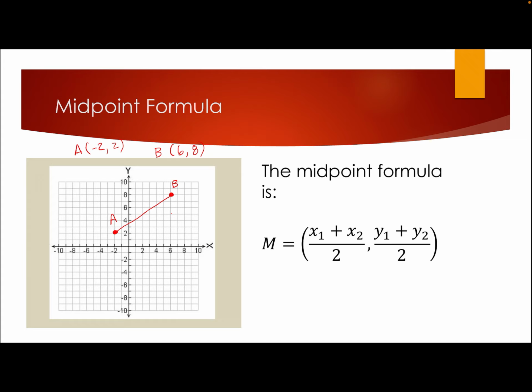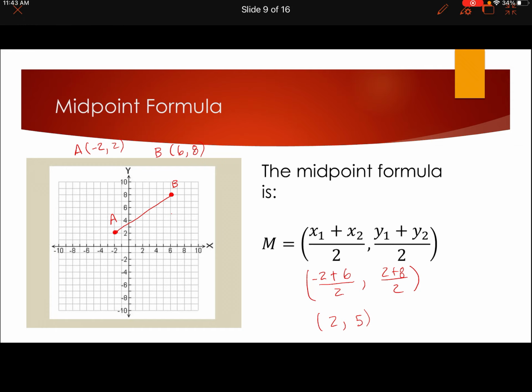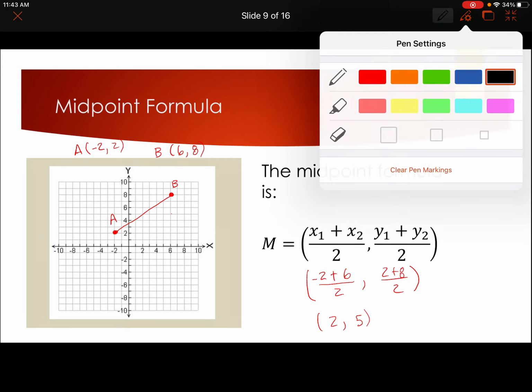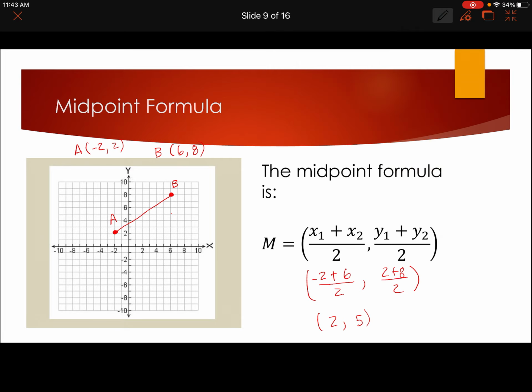All right. So the midpoint is (x1 plus x2) divided by 2. So in this case, that would be (-2 plus 6) divided by 2, comma (2 plus 8) divided by 2. And we can simplify that stuff. -2 plus 6 is 4. 4 divided by 2 is 2. 2 plus 8 is 10. 10 divided by 2 is 5. So our midpoint is 2, 5. Let's get a different color. So our midpoint is over 2, up 5. Basically right here is where we're going to put that midpoint.